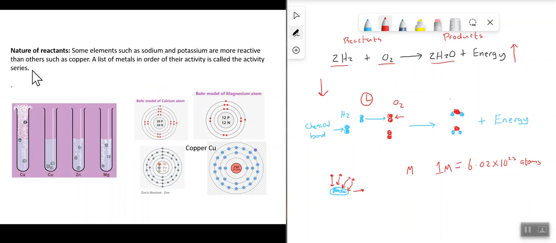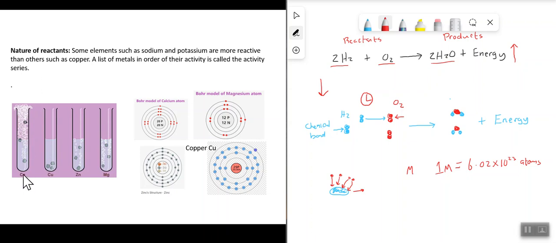Now, the other thing that impacts on the rate of reaction is the nature of the reactant. So the type of atoms, for example, or particles that are coming into contact with each other at the start. Some atoms are very reactive, whereas other atoms are not very reactive. So the nature of some elements such as sodium and potassium are more reactive than others such as copper. And a list of metals in order of their activity is called the activity series.